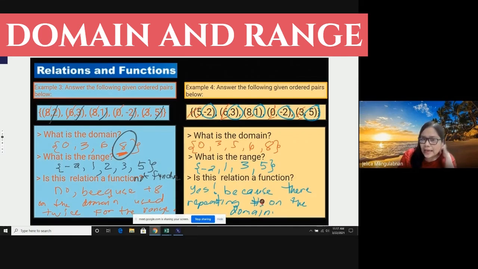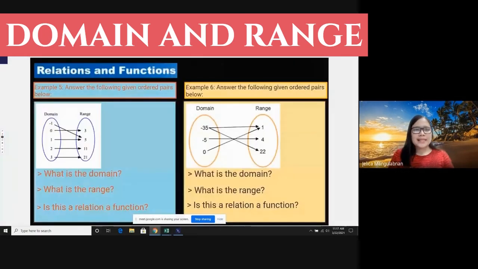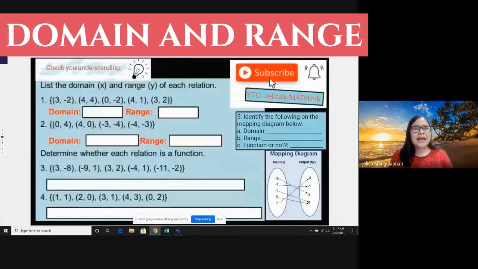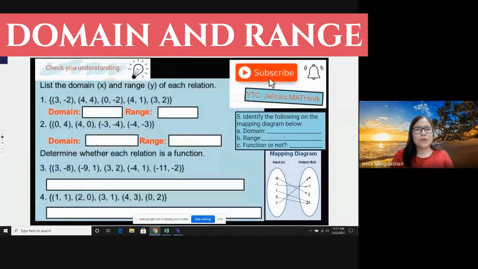Okay. So I hope you've learned from examples 3 and 4. Now, as we always believe, there's no retention in learning math if you will not apply what you have learned. So please answer slide 5 and slide 6, example numbers 5 and 6, and also the Check Your Understanding 1 through 5.